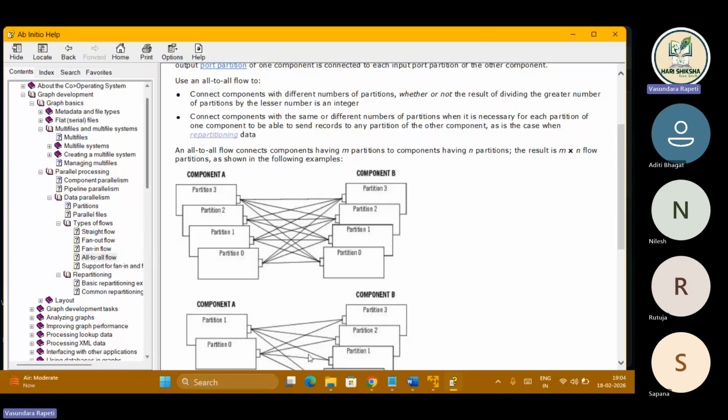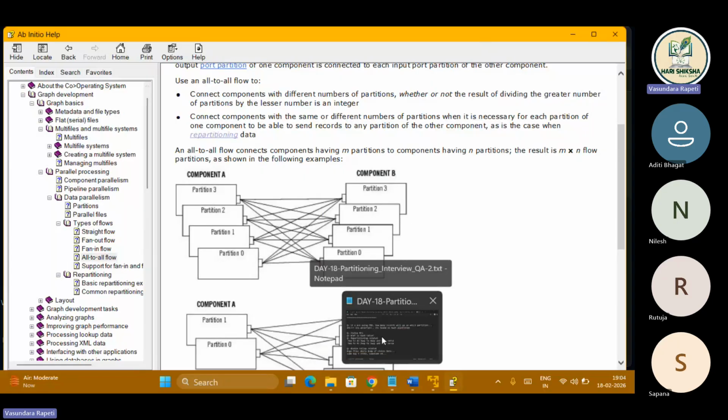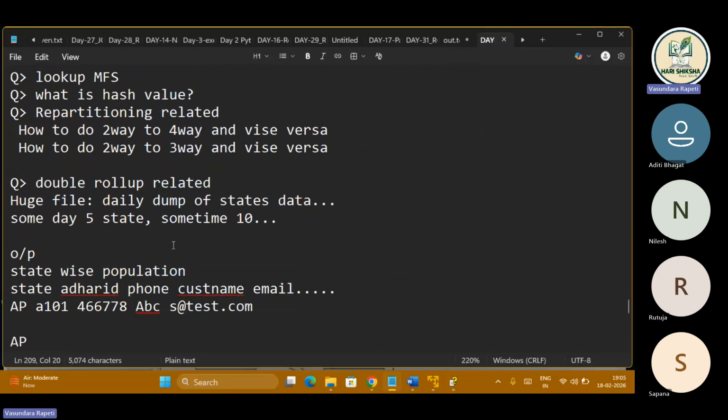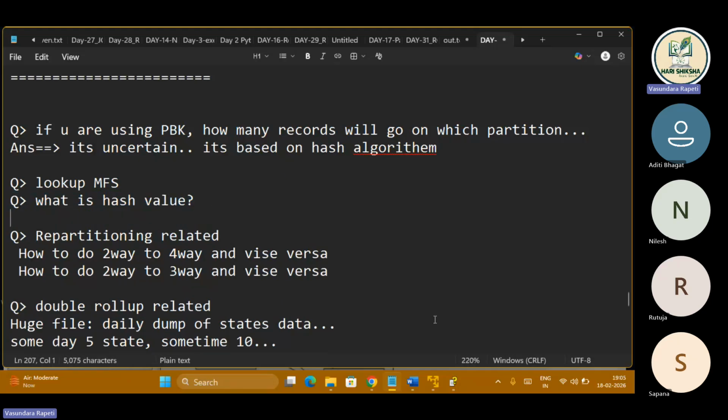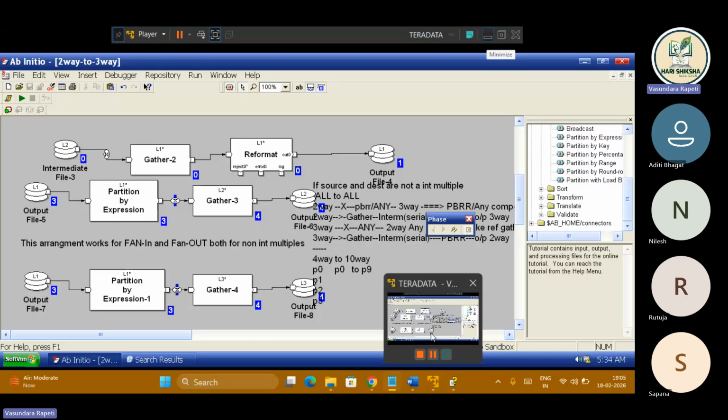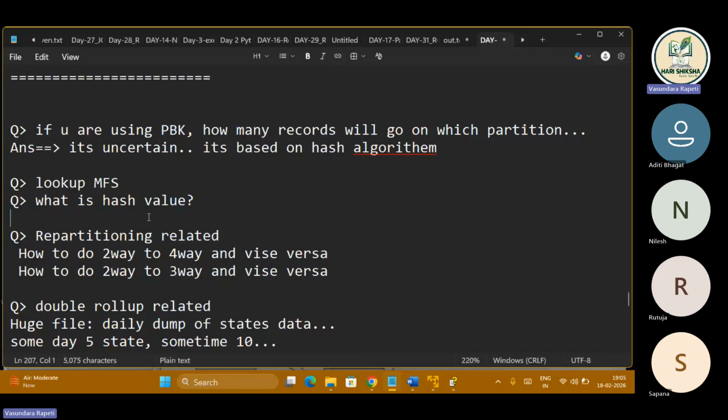Now, repartitioning is related to that much. Then, yeah, this we already discussed. Lookup MFS, what is the hash value? We have discussed this also in this class or not. Hash value means how the PBK works, how partition by key works.